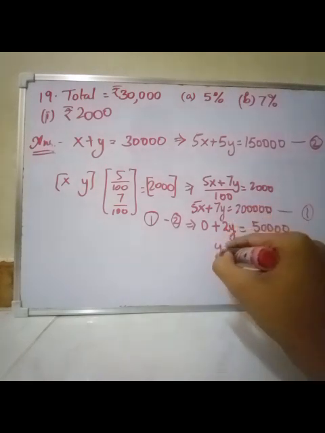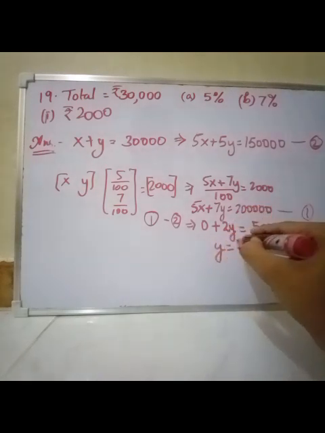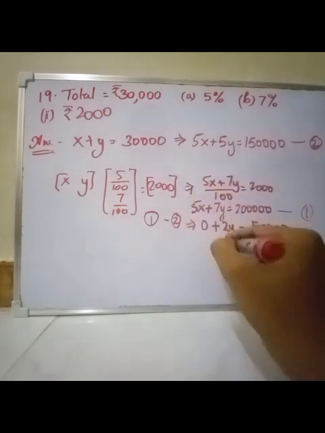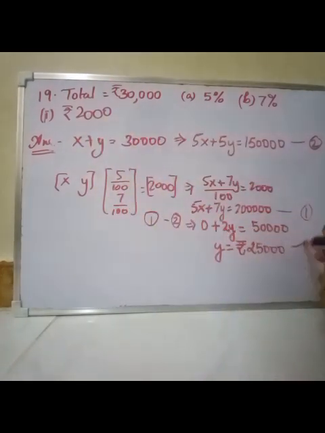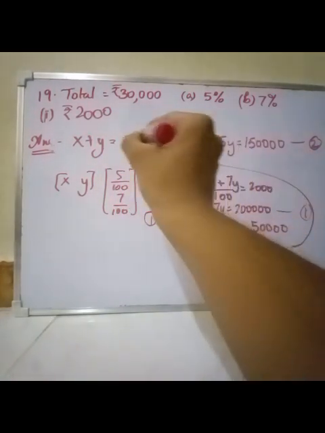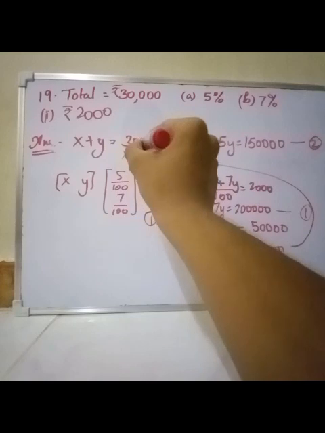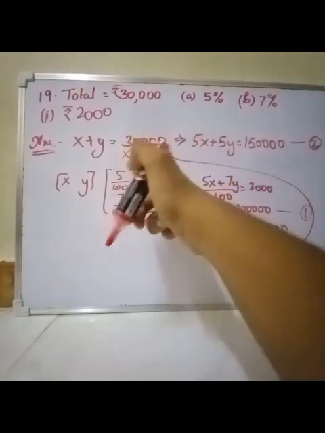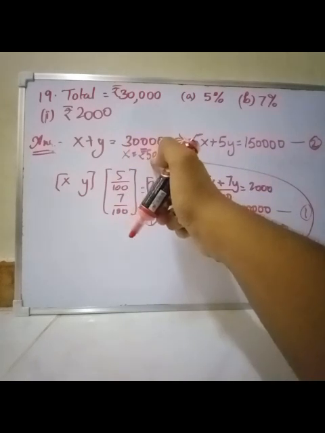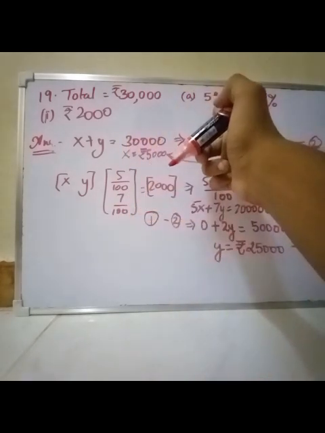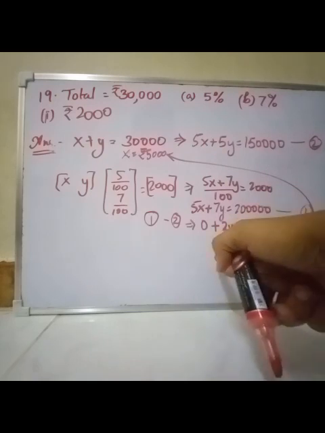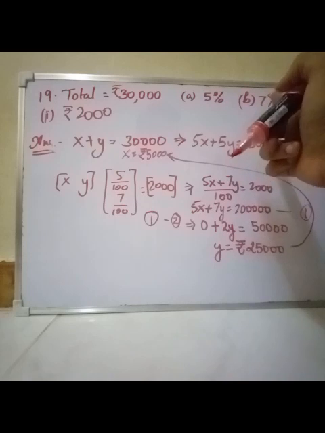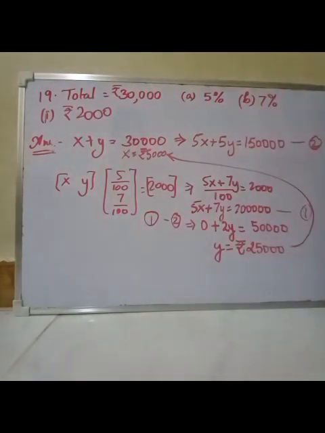So now y amount you can find out as rupees 25,000, and x amount from this equation, if you substitute the value of y, you will get it as rupees 5,000. So rupees 5,000 should be put in the 5% interest bond, and rupees 25,000, that is of y, should be put in the 7% interest bond. So this is the answer for the second question.